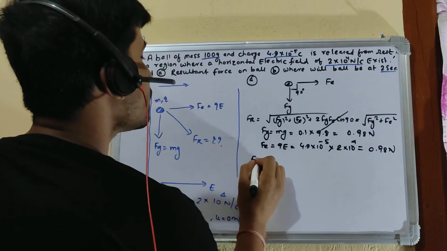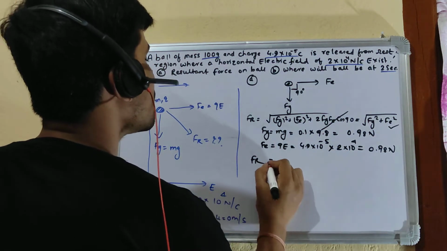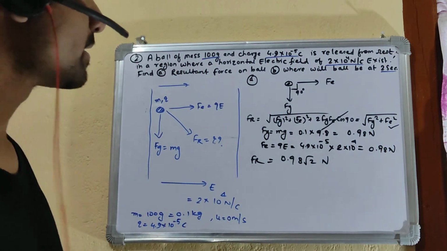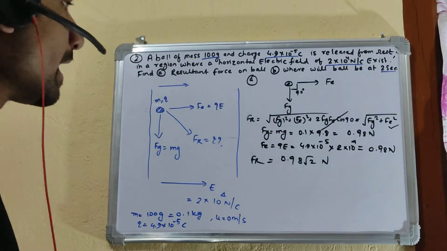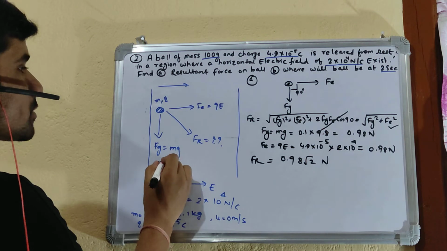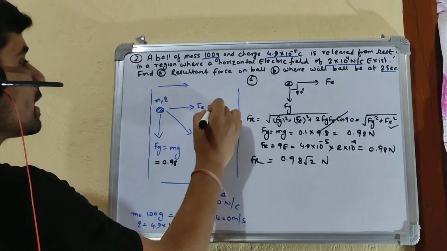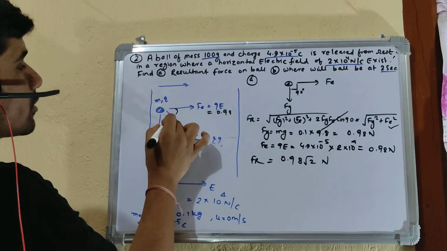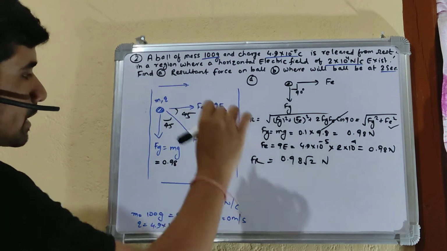So if you find the resultant force using this expression, it will be 0.98 root 2 Newton, right? This is the resultant force. And you can see this magnitude is 0.98 and this magnitude is also 0.98. So you can easily say that the resultant will be equally angled with both, which is 45 and 45, right?